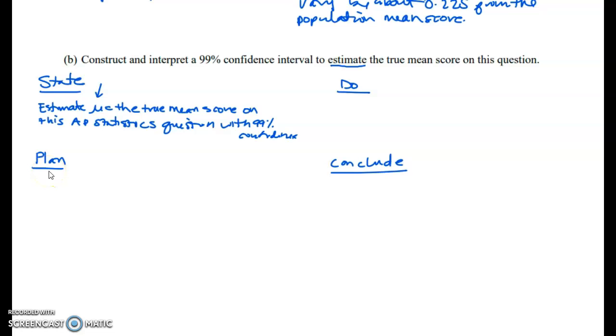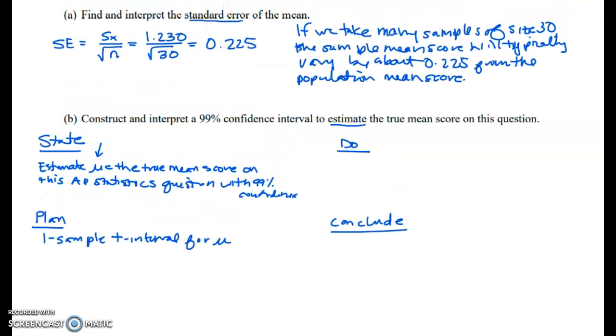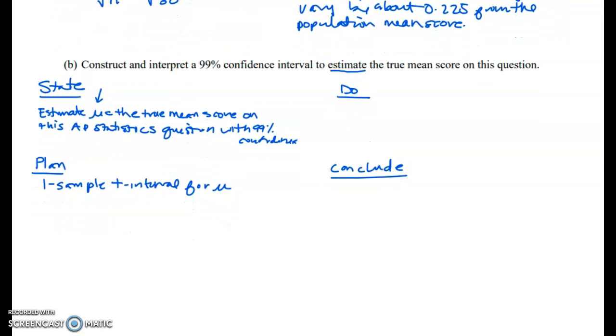The plan step, again, is to name it, and we called this a 1 sample T interval for mu. Again, it's a T because we don't know sigma. We only were given sample statistics in the previous part. And then you're going to check your conditions.